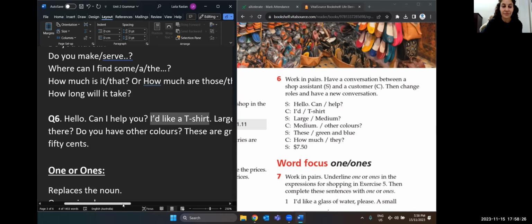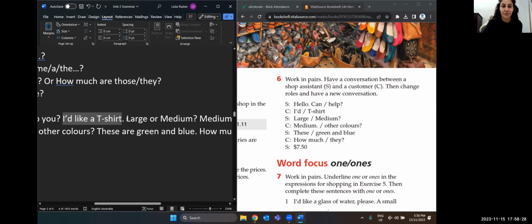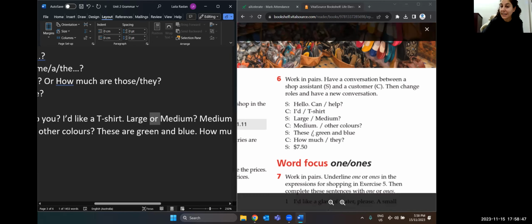Large or medium. So when you have an option, you say or, large or medium, big or small, blue or black. So when I give someone an option, I have to say or. Do you want this one or this one? Medium.